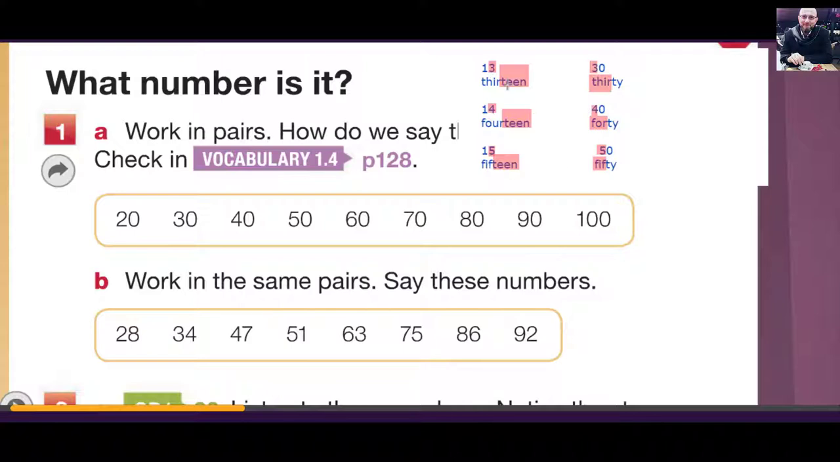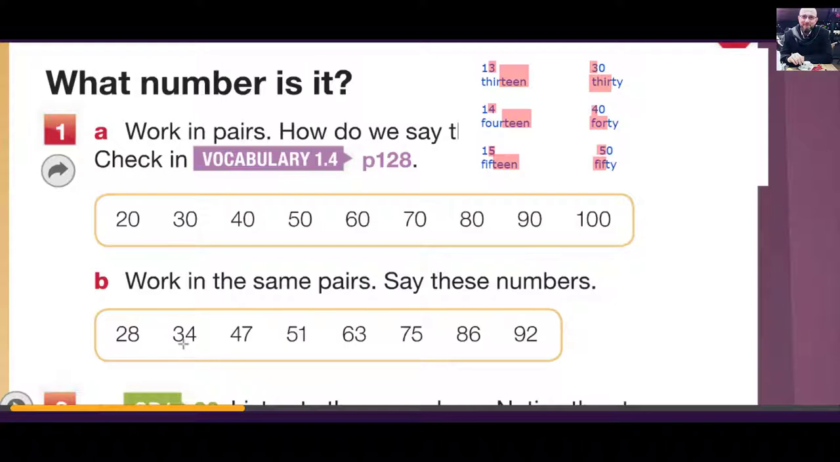For example, we say 13, 14, 15, 16, 17, 18, 19, and here we say 30, 40, 50, 60, 70, 80, 90. They are all the same. So from 13 to 19, the stress is on teen, and from 30 to 50, the stress is on the first part. Okay, guys? So here, these are the numbers.